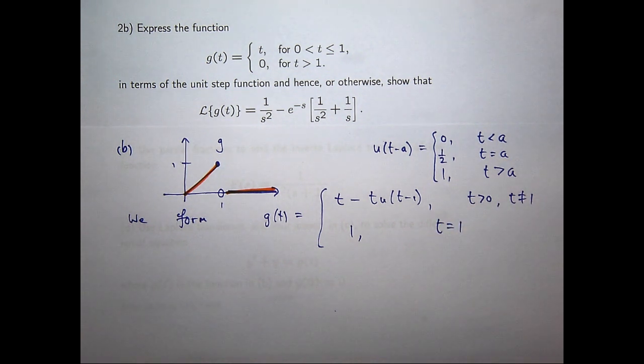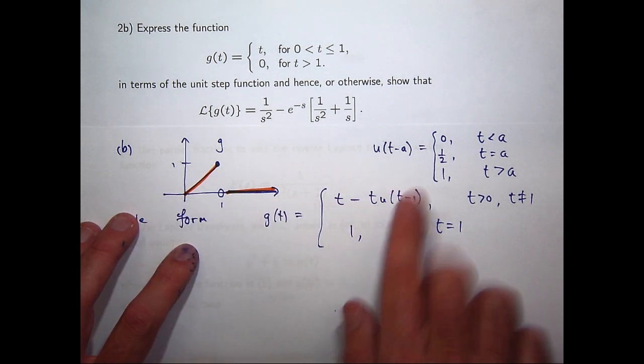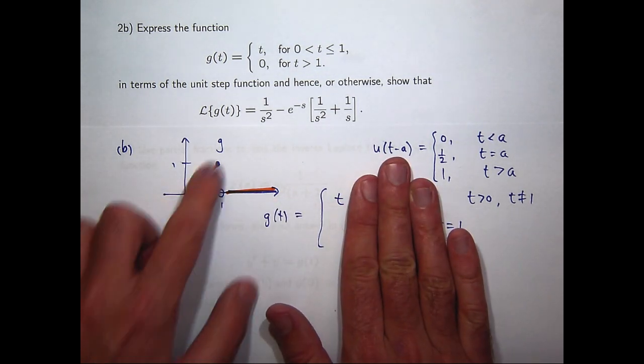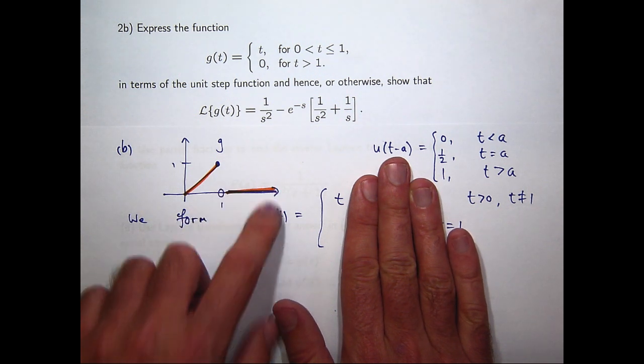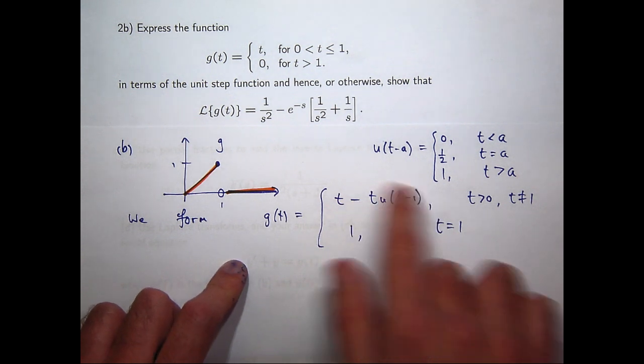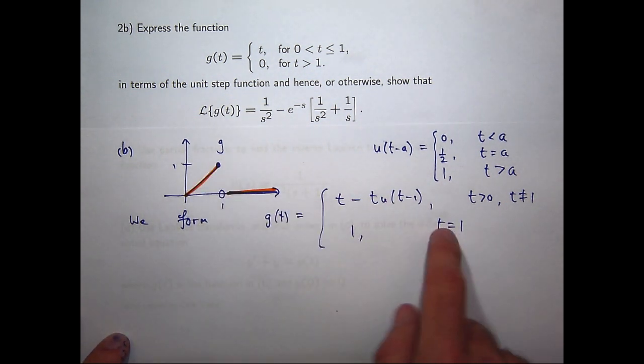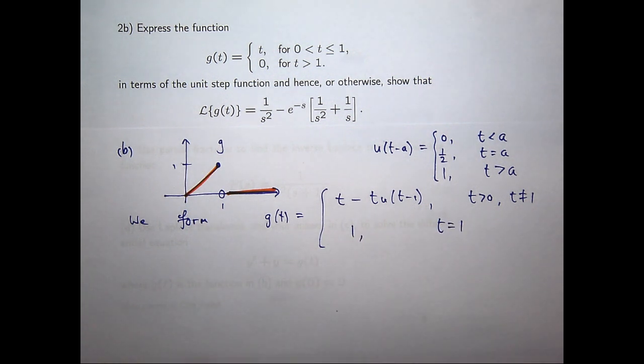Okay? So let's just check to make sure that the top line makes sense. This line here in our definition. To the left of 1, this is 0, so I'll just get the t function. To the right of 1, this is now t times 1, so I get t minus t, 0. So that looks good. And that's the value at the point t equals 1. So we've got our representation.